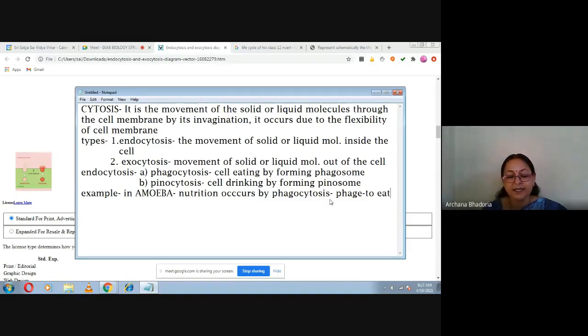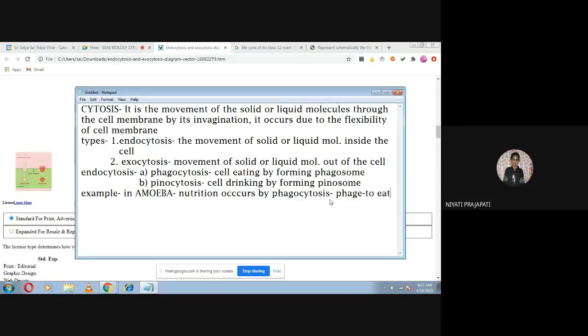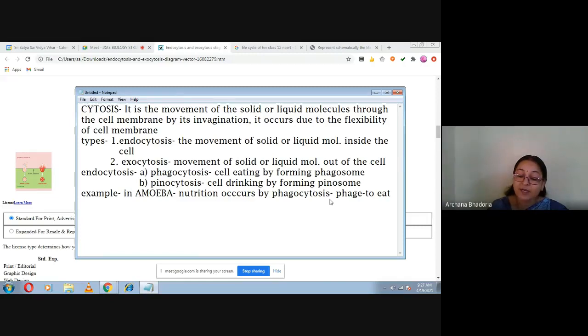Our WBCs also have this property of phagocytosis. They digest the foreign bodies by engulfing. Engulf means swallowing. So the whole cell membrane will form, what will it form?